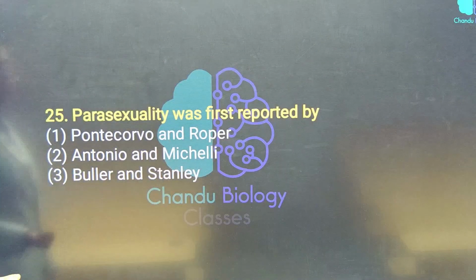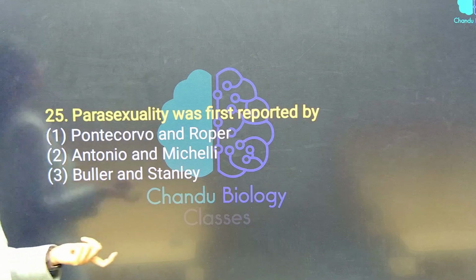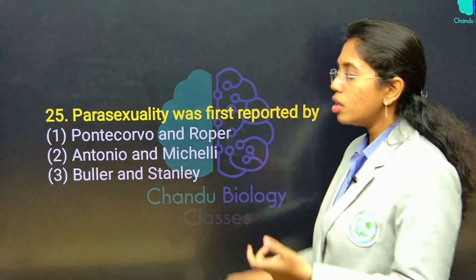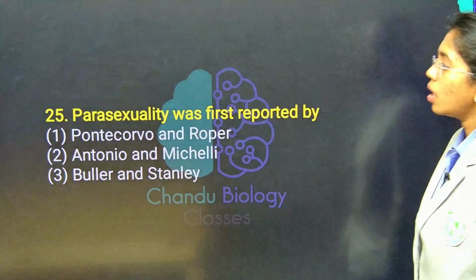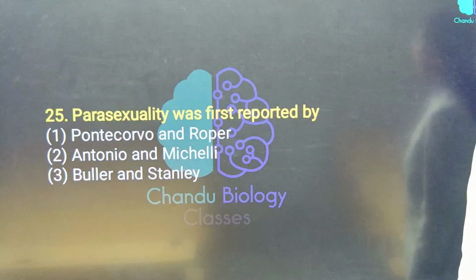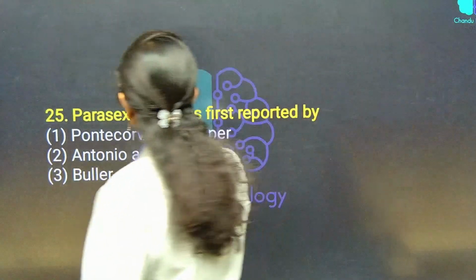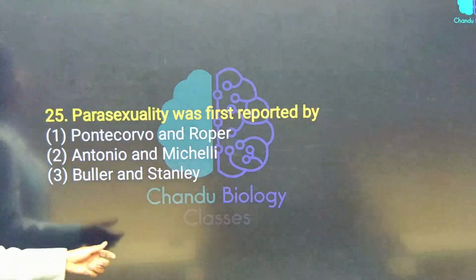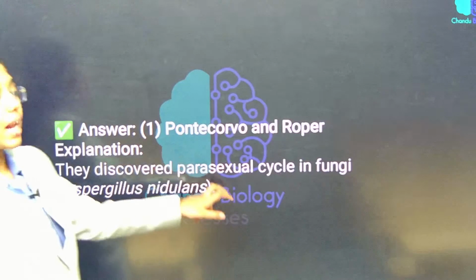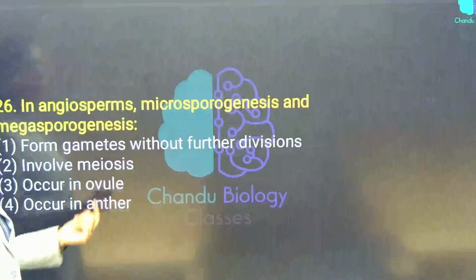Parasexuality was first reported by. Quite a few questions will be asked from discoveries area also from reproductive biology. So, I have inculcated those questions here. Parasexuality, I have taught it even in fungi. The right answer is Pontecorvo and Roper are the scientists who first reported parasexuality. They discovered parasexual cycle in fungi, Aspergillus nidulans.